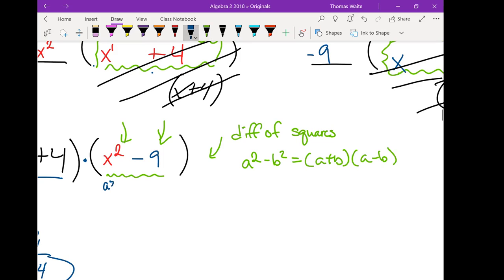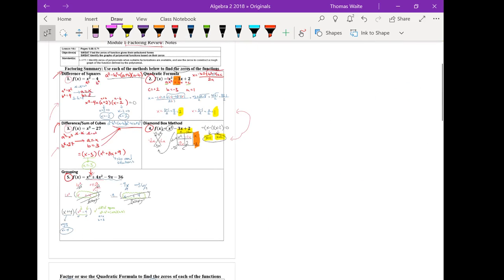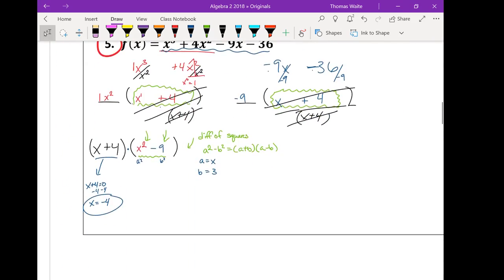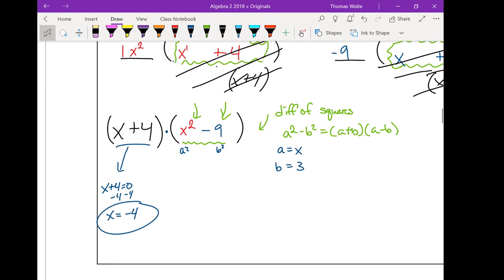And then matching these up, that's my a squared, there's my b squared. My a is going to be x in this case, because x times x gives us x squared. And my b will be 3, because 3 times 3 gives us 9. And again, review back to our difference of squares method up here, if that feels rusty. But I noticed it's difference of squares, and I can split it up now into 2 factors and get our 2 more solutions.